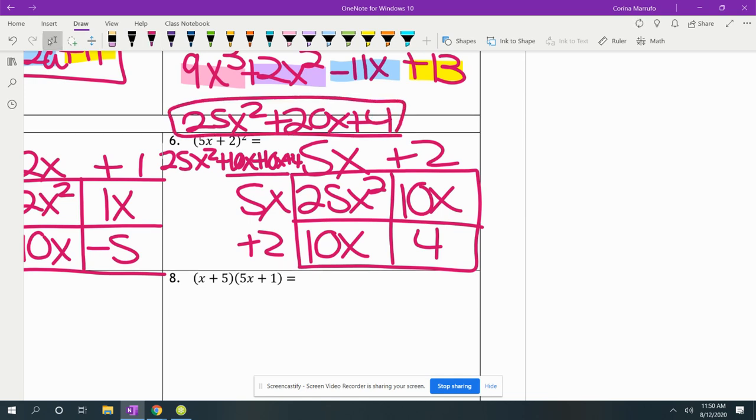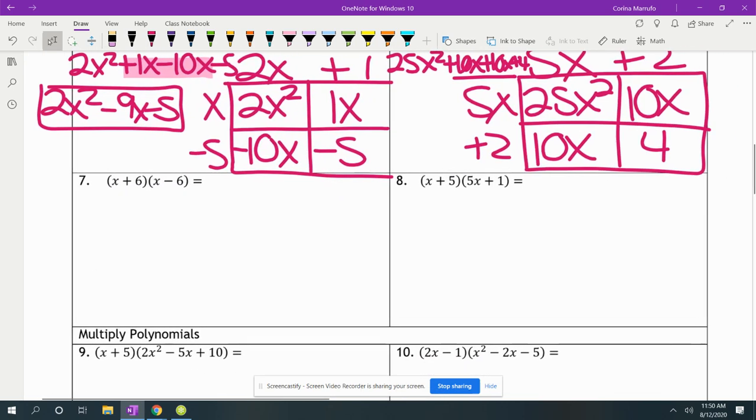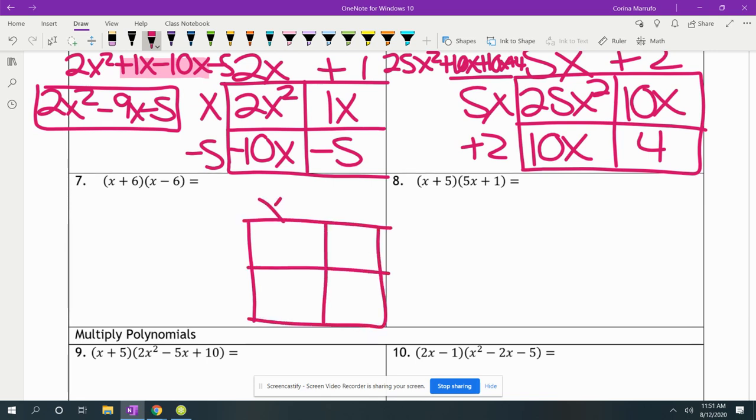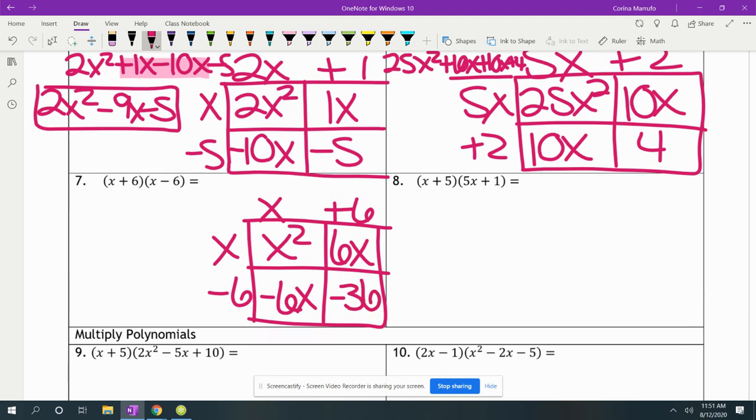All right. The next example, here we have x plus 6 times x minus 6. So let's go ahead and create a box. And here we have x plus 6 and x minus 6. So x times x gives you x squared. Negative 6 times x is negative 6x. x times a positive 6 is positive 6x. And then a negative times a positive gives us a negative 36.